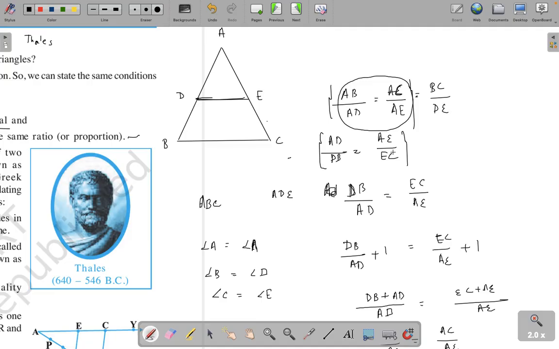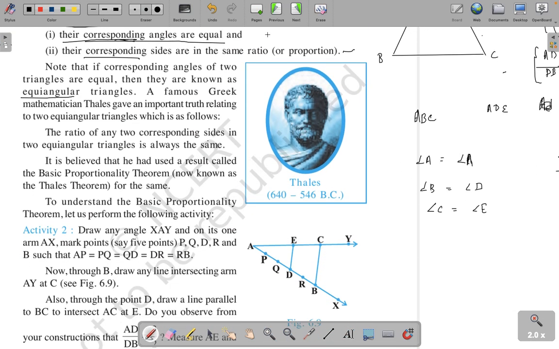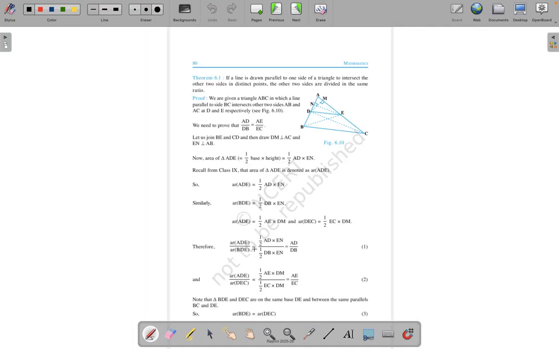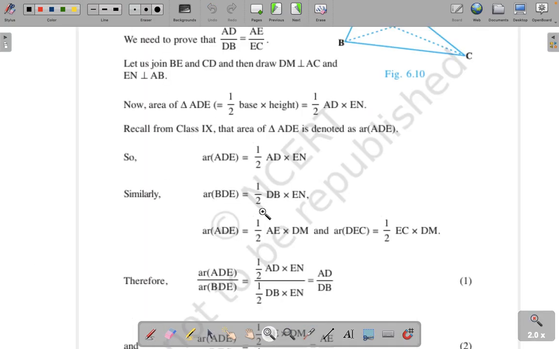Okay. Is this clear? Okay, now we'll see how to prove this BPT. So what does this BPT say?